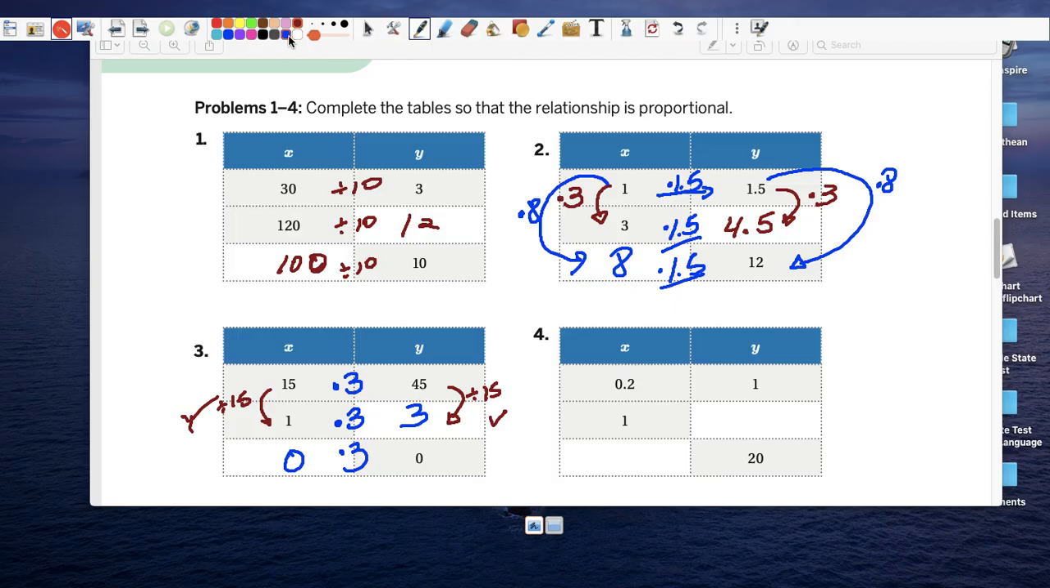It's a decimal. Ooh. Let's go this way, I guess. Can you figure out 0.2 times this mystery number is 1?